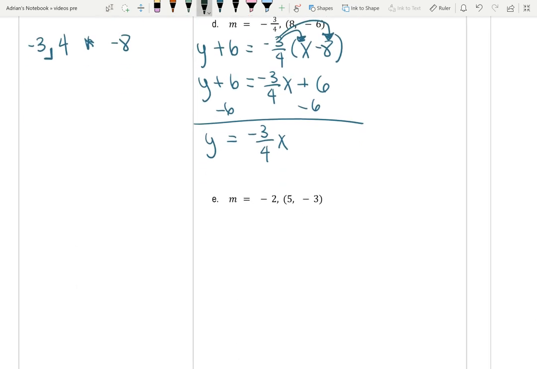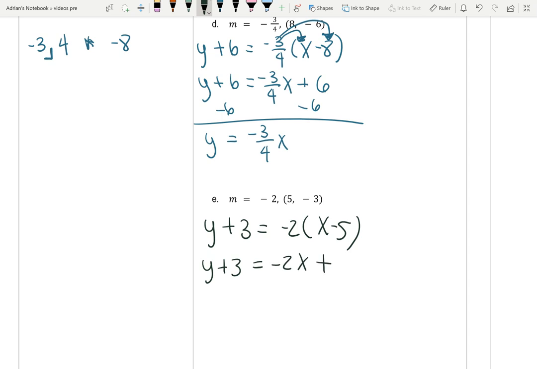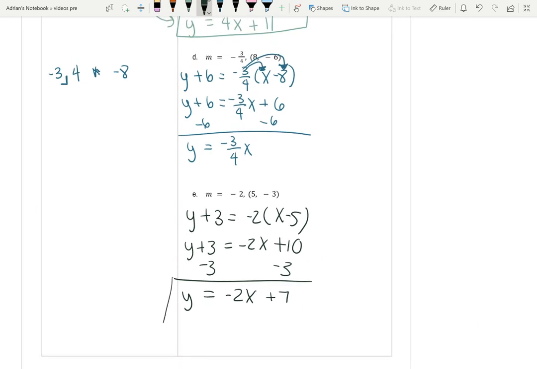Okay, we have one more here. So y plus 3 equals negative 2, and then x minus 5. And then we're going to distribute first. Minus the 3. So I get y equals negative 2x, and then plus 7. So that is my answer.